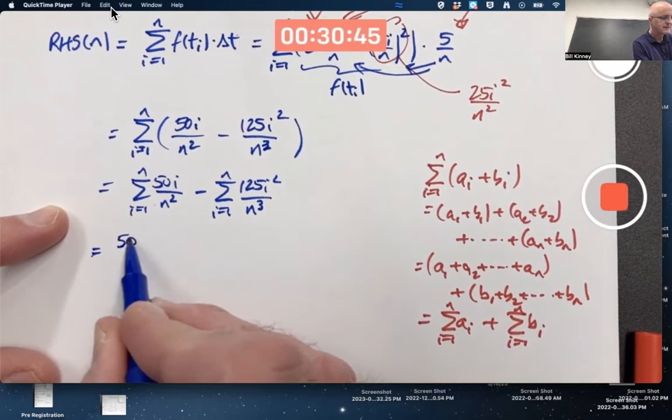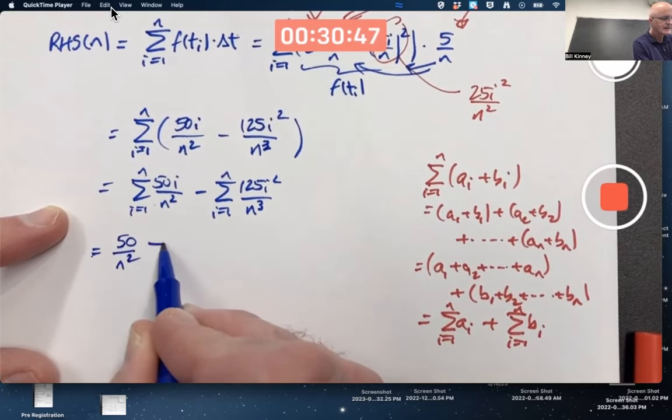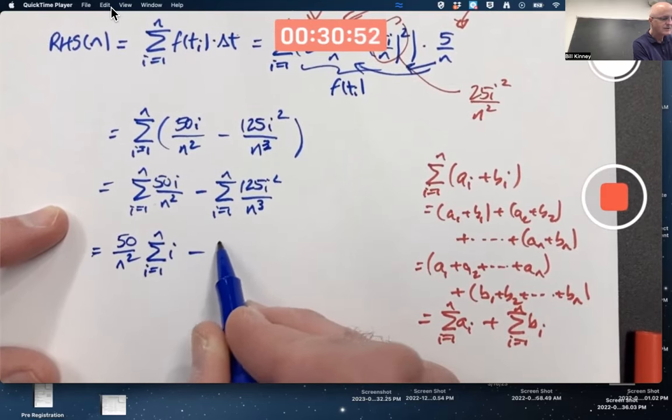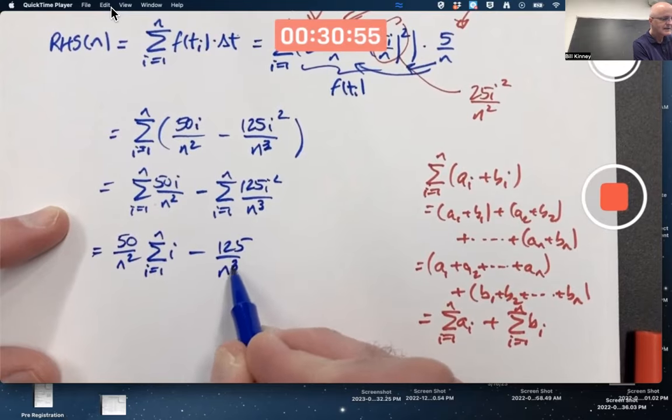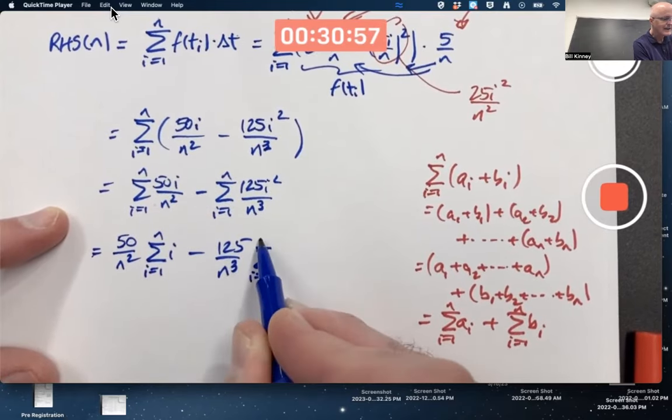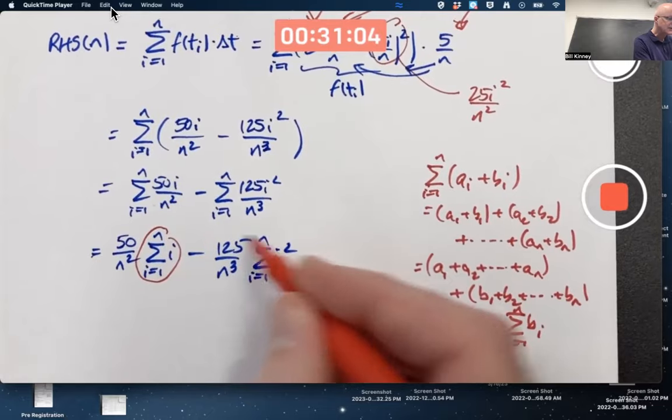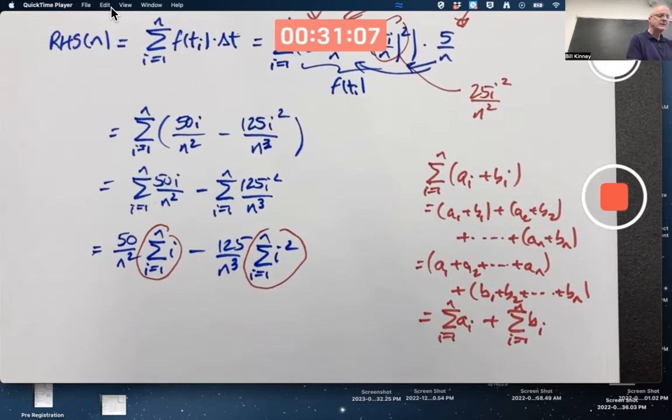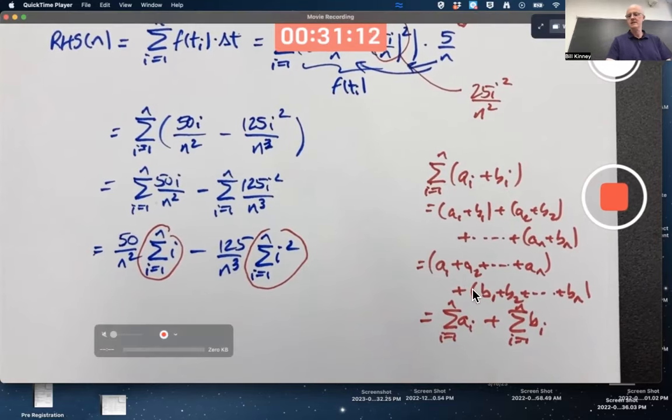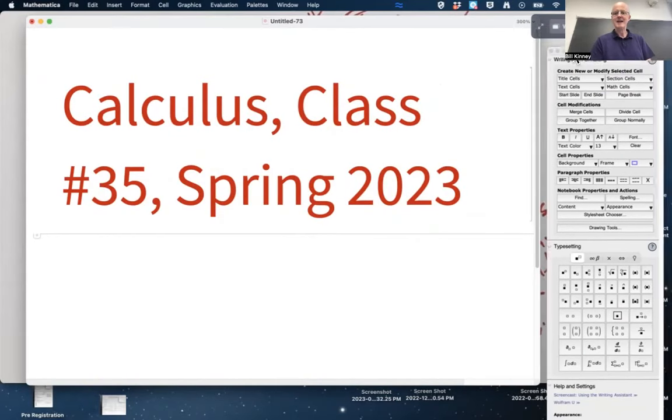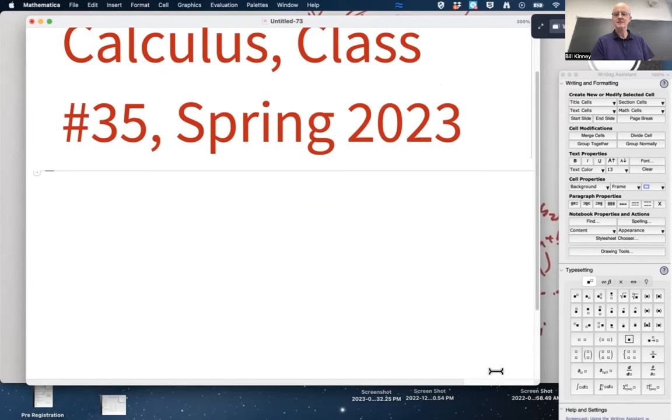I can write the first summation as 50 over n squared times the summation i goes from 1 to n of i, and minus 125 over n cubed times the summation i goes from 1 to n of i squared. And this is progress because each of these summations turns out to have a formula. In fact, we saw the formula for the first one that I circled there last Friday. Mathematica, what is it? Mathematica is programmed to be able to figure that out.